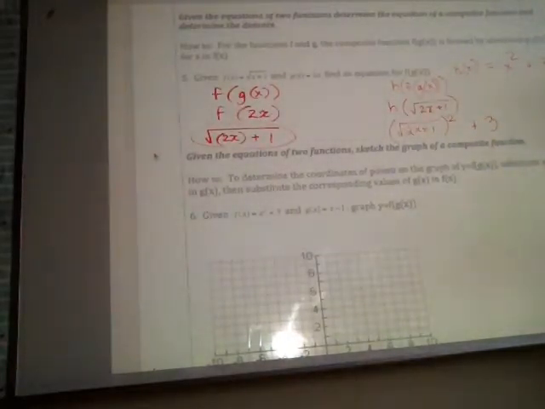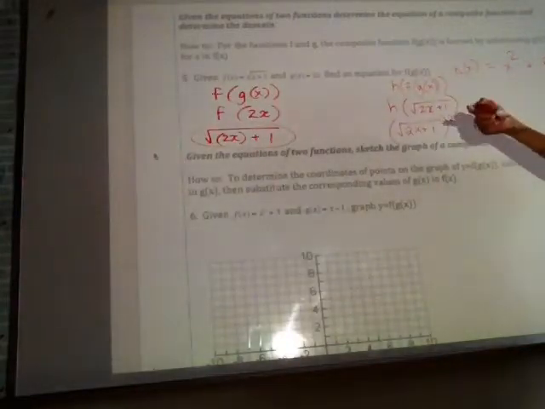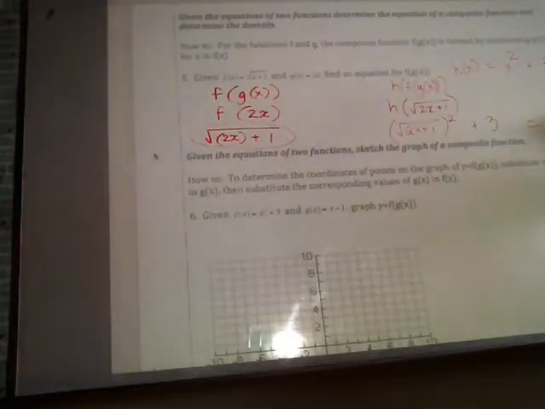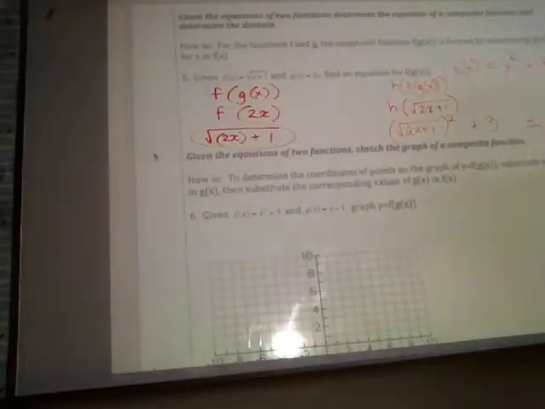Can that be simplified? Yeah, the square root and the square are going to eliminate each other. So we get 2x plus 1 plus the 3, and then just add the 1 and the 3. So 2x plus 4. You don't solve for x? No, this is just finding the equation of the composition.